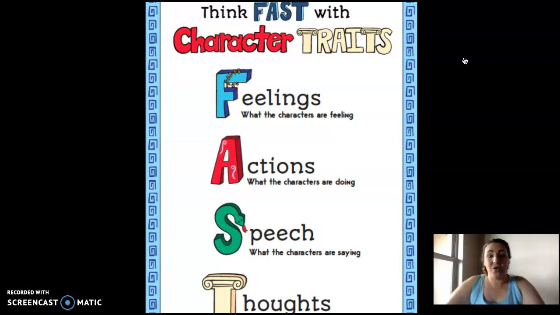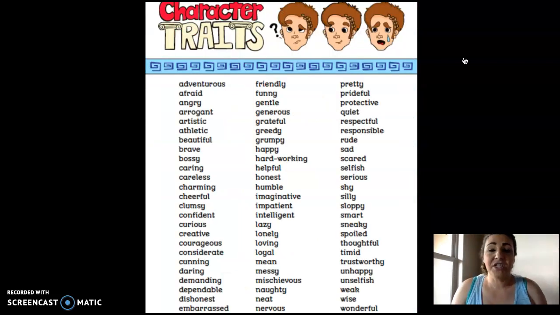The text may tell you they are thinking, oh, I just feel so horrible today. Well, that we can infer on how they're feeling. If you can look at their feelings, their actions, their speech, and their thoughts, sometimes you can make a judgment on what type of character that person is, okay? Here are just some examples of different character traits. I'm not going to go through and read these to you guys, but you can use this as a reference to help you with character traits.